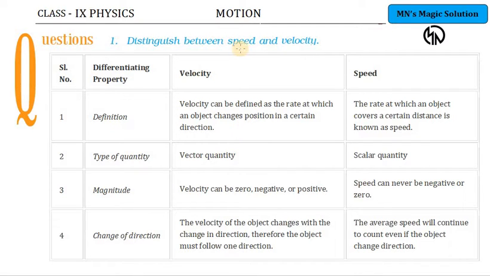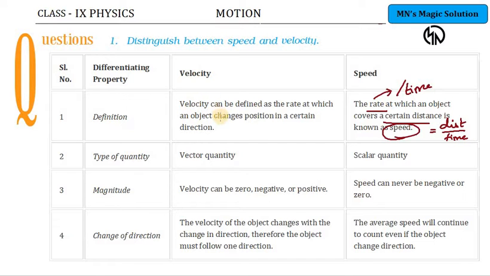நமக்கு basically தெரிஞ்ச விஷயம் என்னமா speed velocity ரெண்டுமே with respect to time distance or displacement எந்த அளவுல மாறுதுன்றது. So in case of speed, the rate at which an object covers a certain distance is speed. With respect to time, rate means divided by time. So speed is equal to distance divided by time taken.